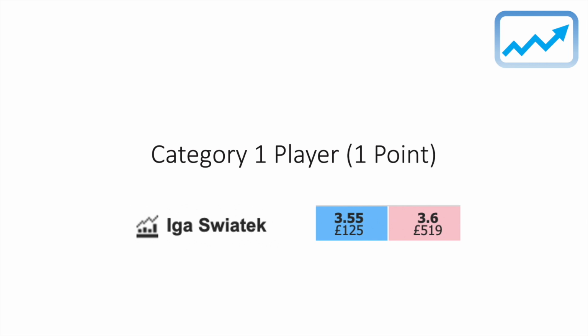So for my category 1 player, which of course is a player priced under 5.0, I'll be placing a 1-point stake backing Swiatek priced at 3.55. Now I've gone for her rather than Djokovic or Alcaraz, as I can see their price is moving quite slowly throughout the early rounds of this tournament.